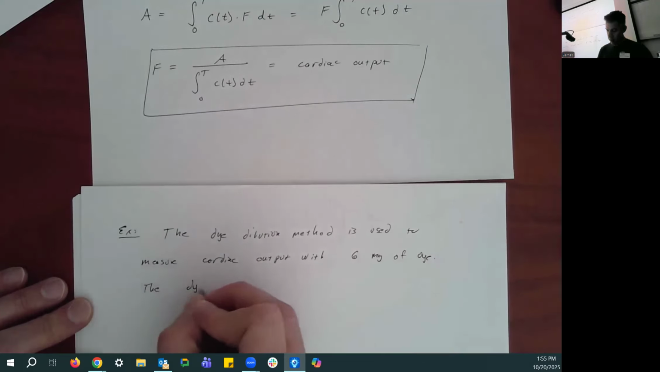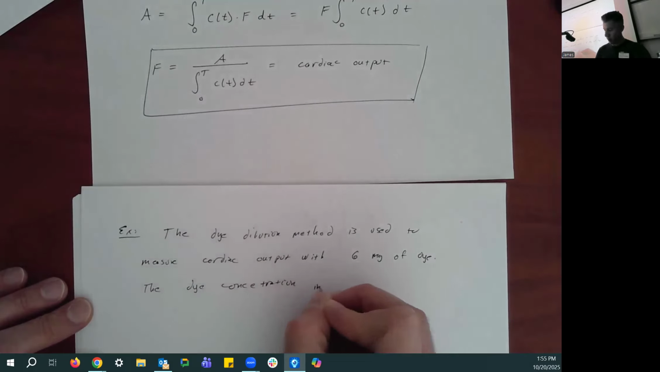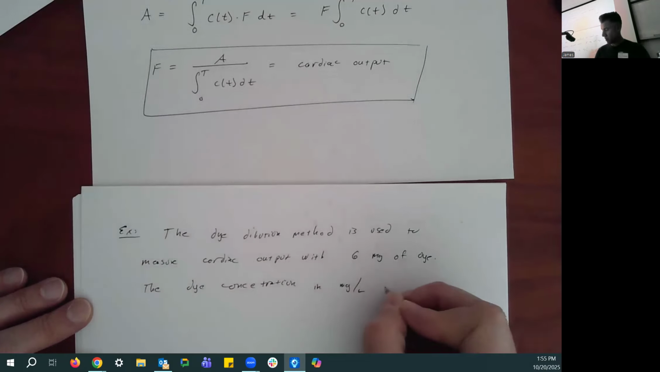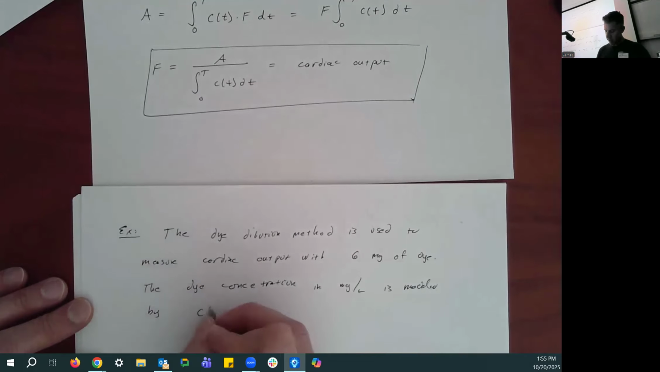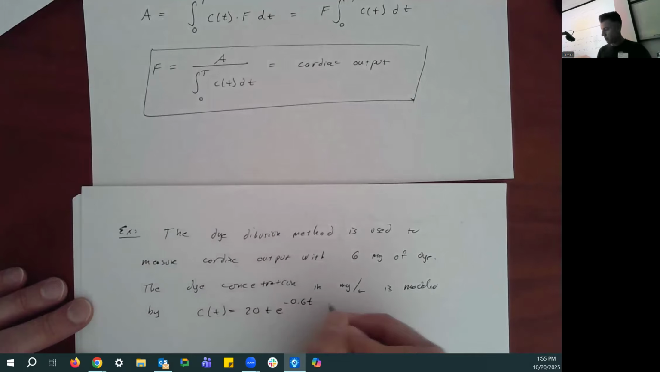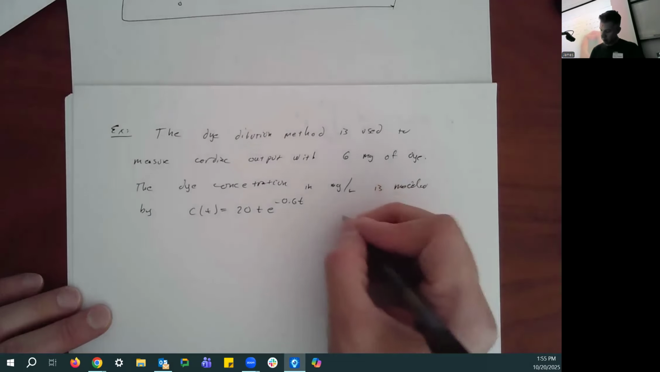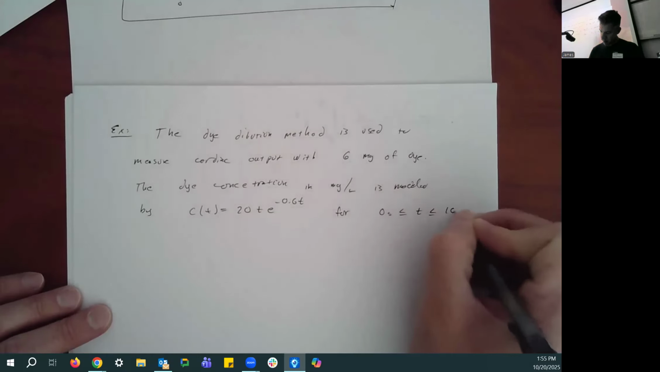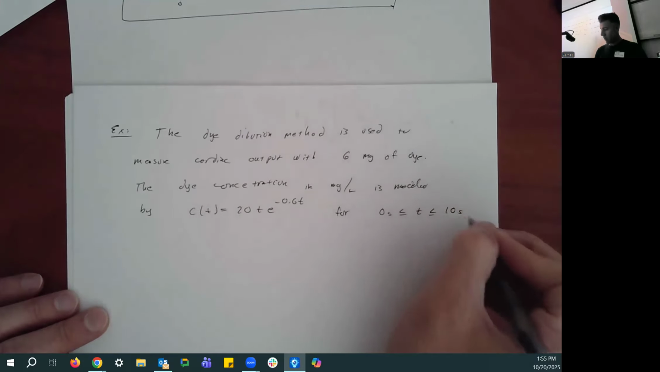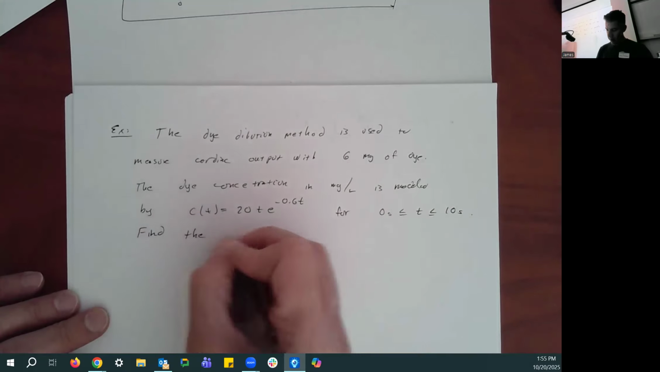The dye concentration in milligrams per liter is modeled by the function C of T equal to 20 T e to the negative 0.6 T for time between 0 and 10 seconds. And we want to know what the cardiac output is. So find the cardiac output.